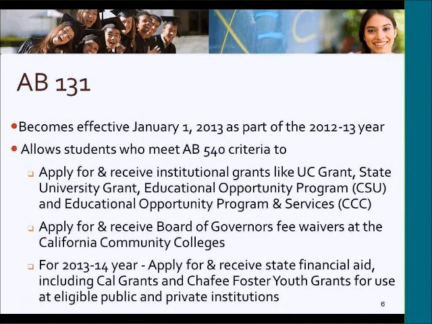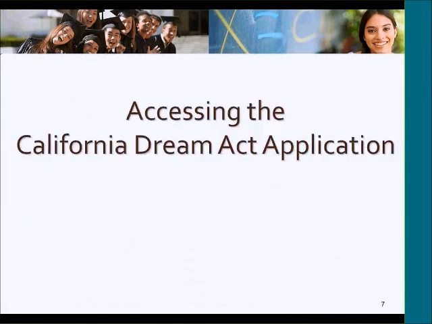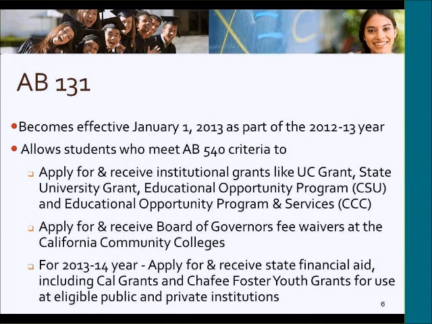AB 131 is the one that actually gives public financial aid to Dreamers or AB 540 students. So they'll be able to receive, and have received already since the application first opened for the 12-13 year, the UC grant at the University of California, the State University grant at the CSU, the Board of Governors fee waiver at community colleges, and then some other student assistance programs such as the EOP at the CSU and EOPS at the community colleges.